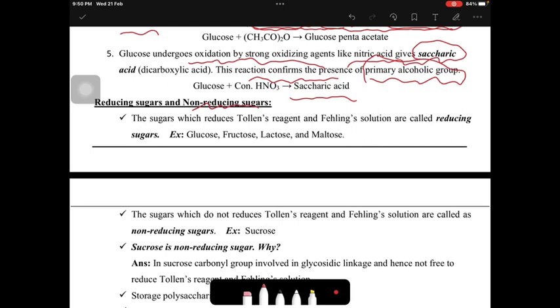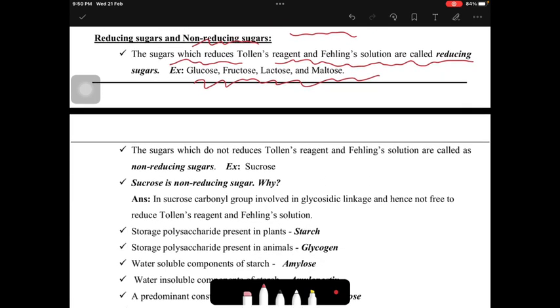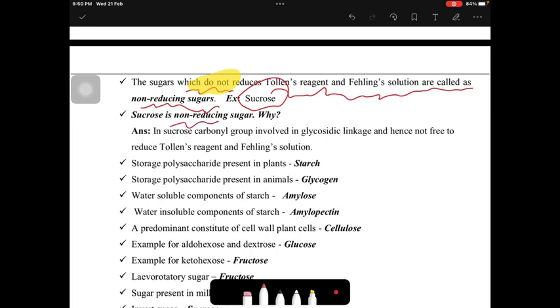Reducing sugar and non-reducing sugar. The sugars which reduce Tollens reagent and Fehling's solution are called reducing sugars. Examples: glucose, fructose, lactose, and maltose. The sugars which do not reduce Tollens reagent and Fehling's solution are called non-reducing sugars. Example: sucrose. Sucrose is a non-reducing sugar. Why? In sucrose, the carbonyl groups are involved in the glycosidic linkage and hence are not free to reduce Tollens reagent and Fehling's solution.